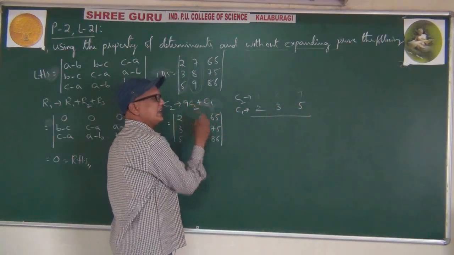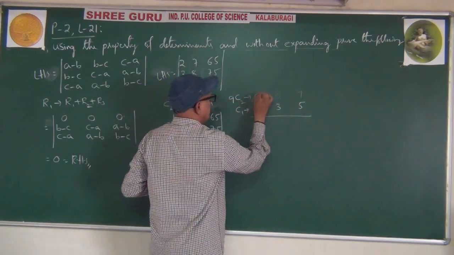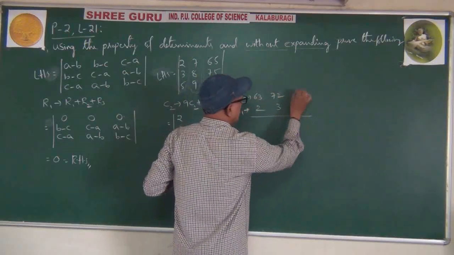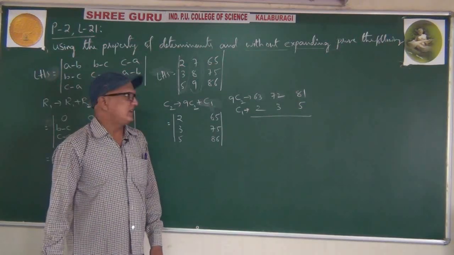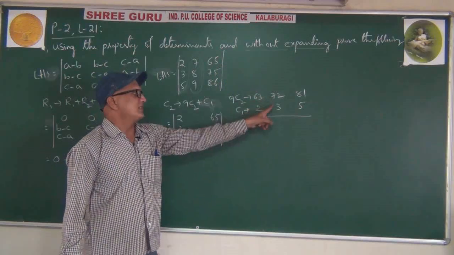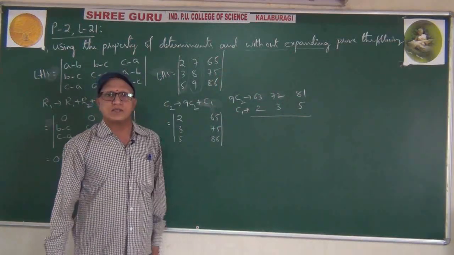We want to multiply 9 with the column. 9 7s are 63, 9 8s are 72, 9 9s are 81. Adding 63 plus 2, 65. Here also 75. Here 81 plus 5, 86. Here also 86.